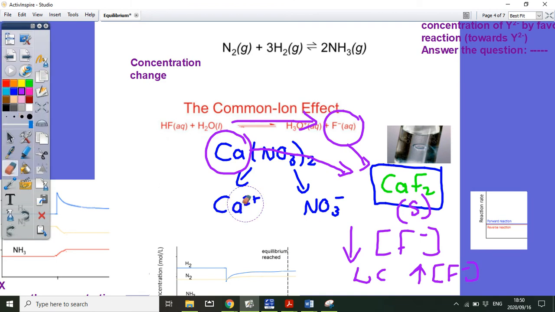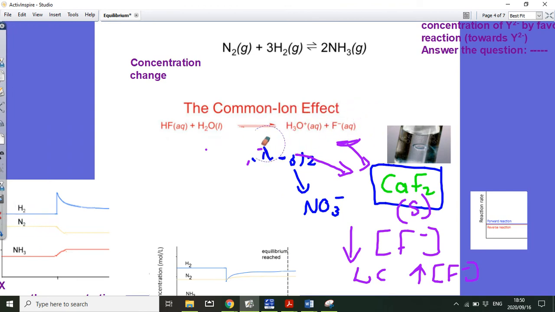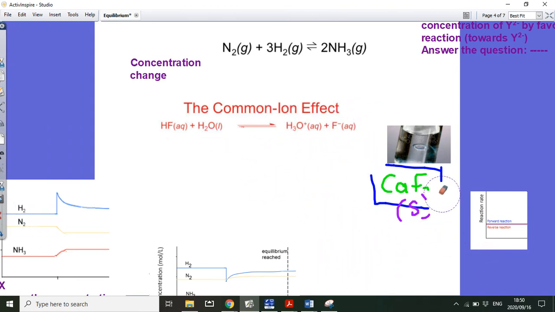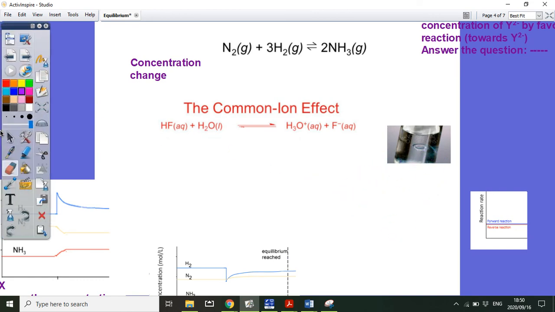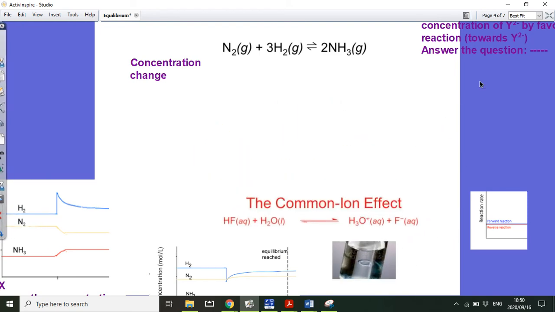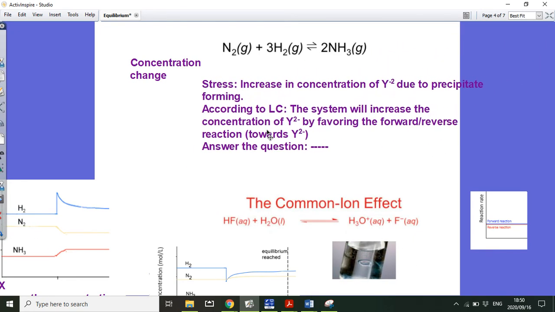So please look out if the question says anything about a precipitate or an insoluble solid, it means one ion in your solution is going to be stolen out. And the stress is actually the removal of that ion.